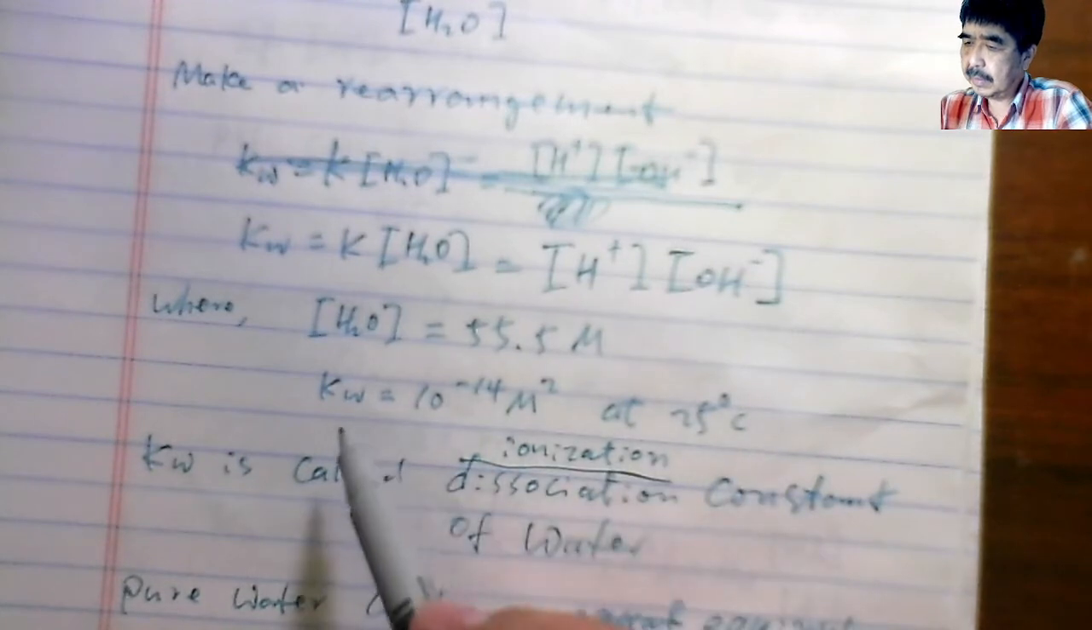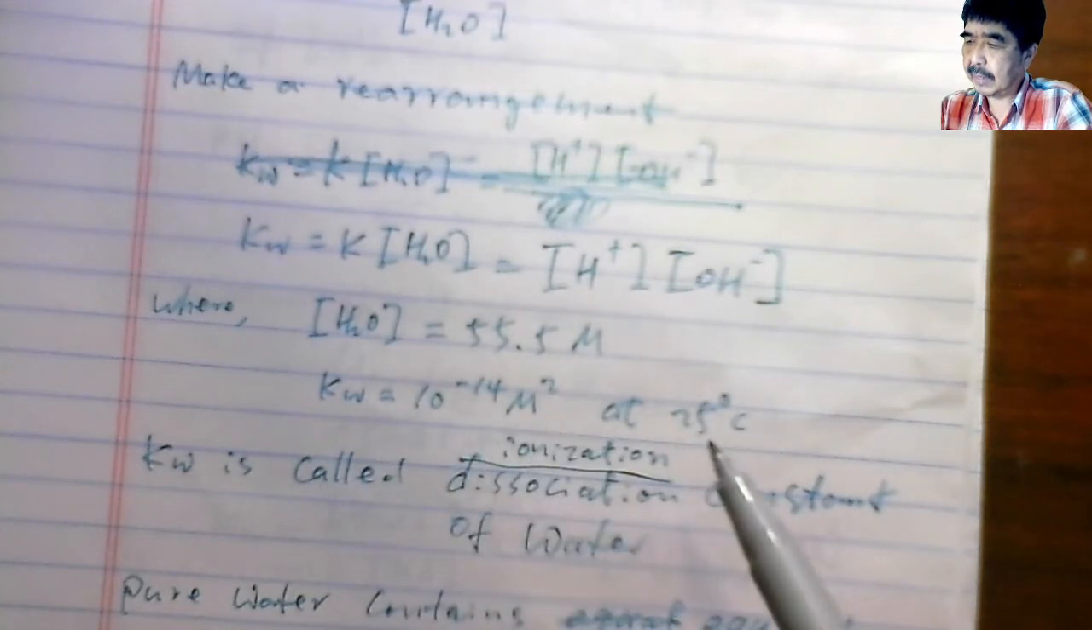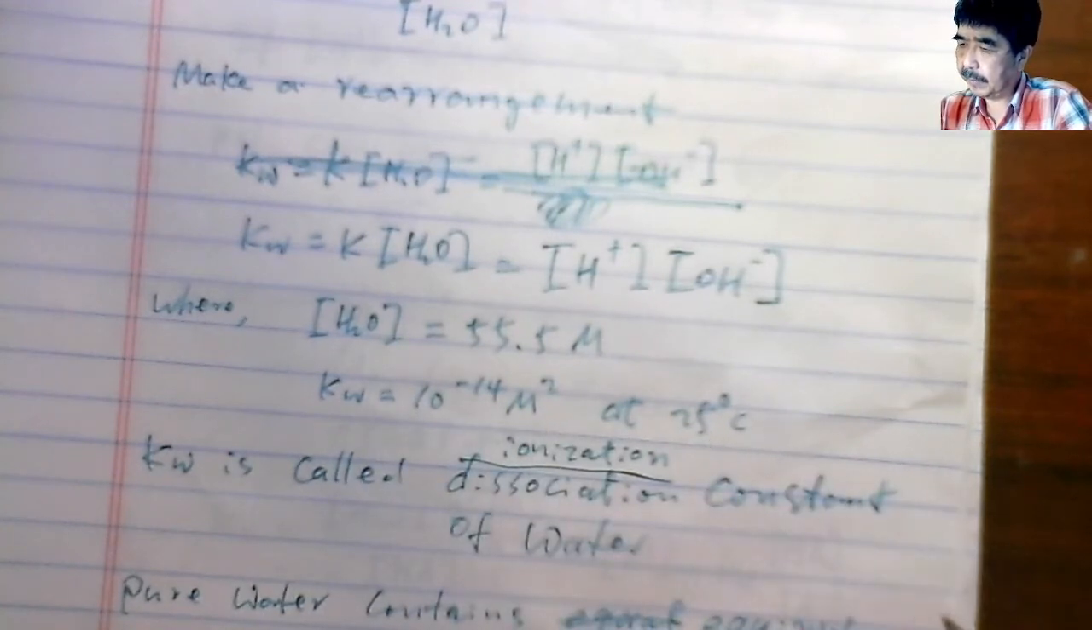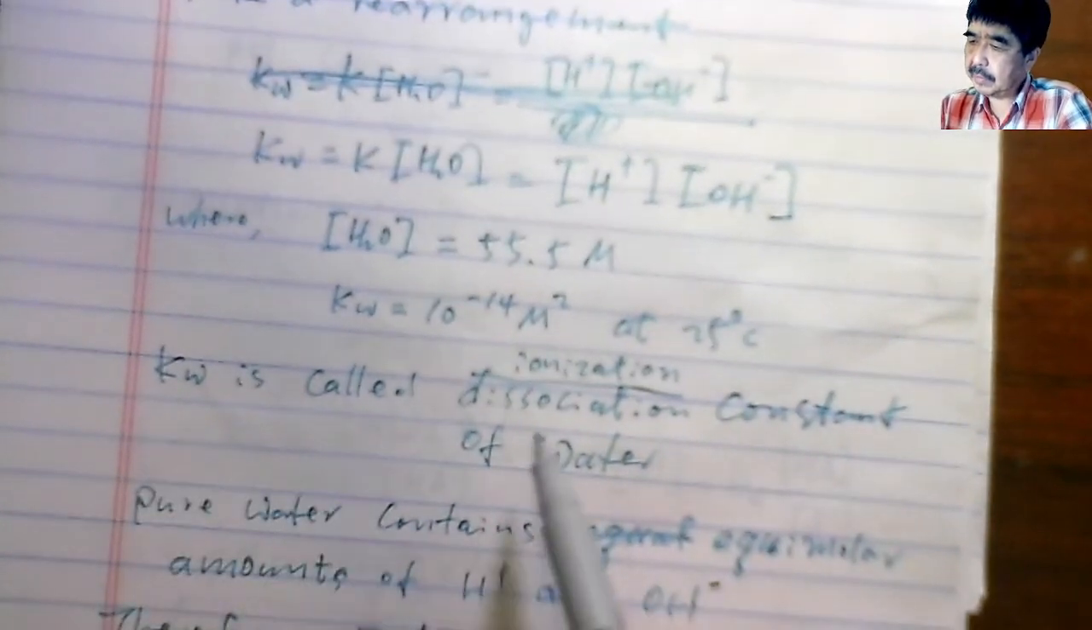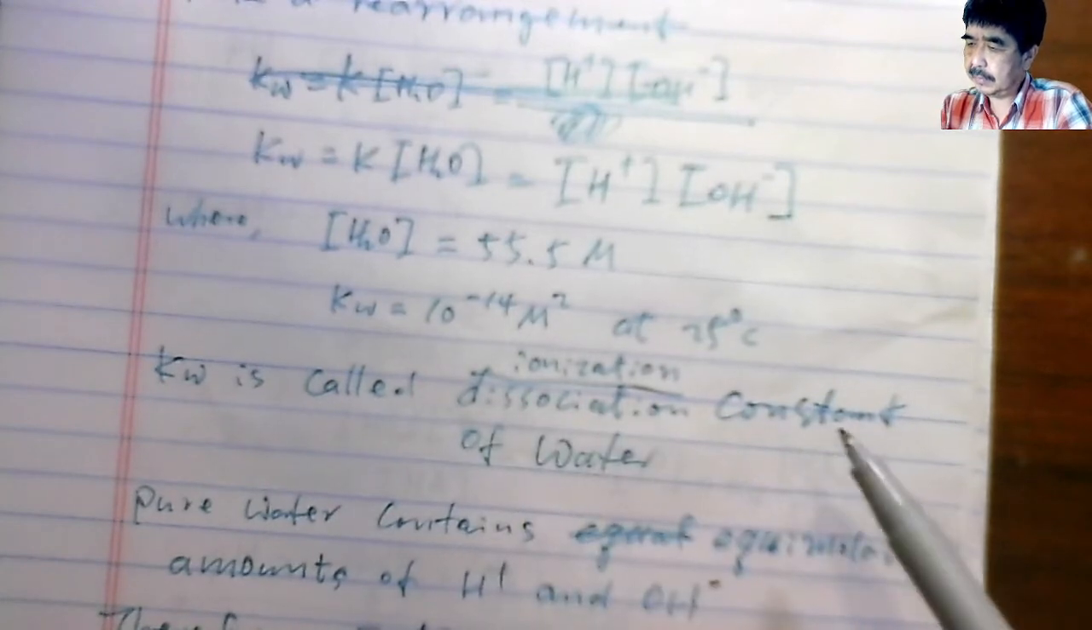That means Kw is temperature dependent. Kw is also called the water ionization constant.